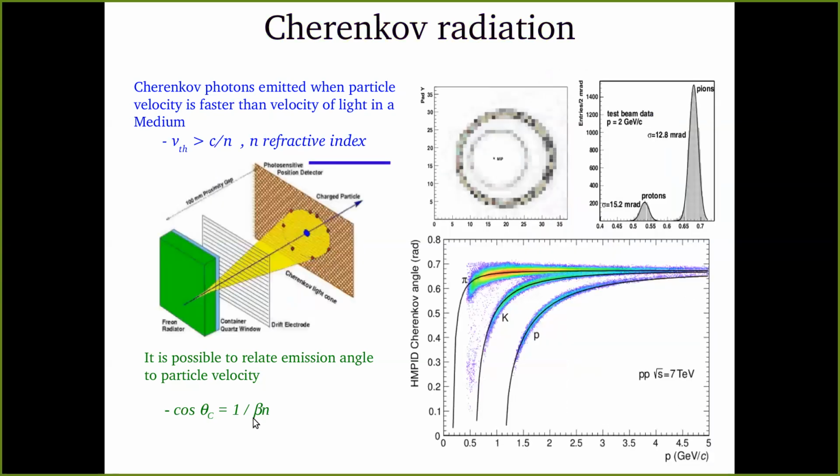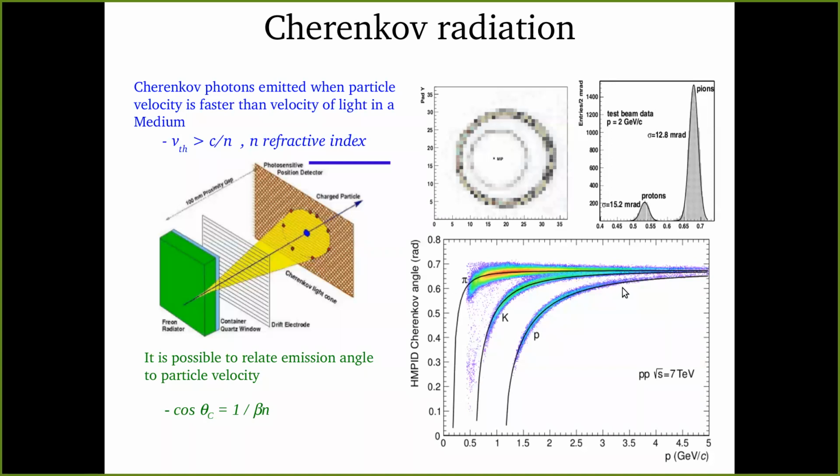Similarly, when you extract these signals from real detectors like the high momentum particle identification detector in ALICE, you also see similar behavior. That is the variation of the Cherenkov angle with the momentum. All the particles are quite reasonably separated out up to certain values of momentum.